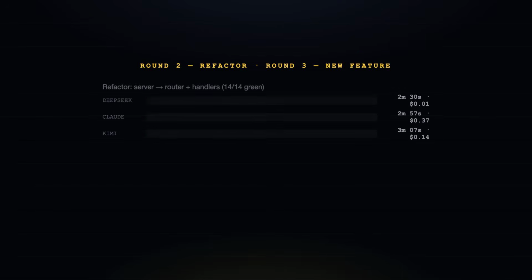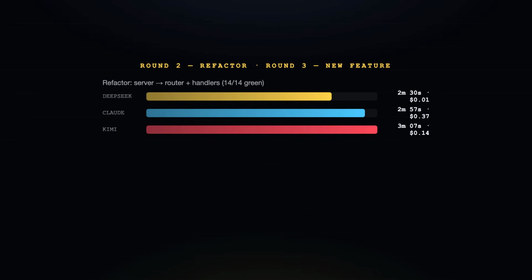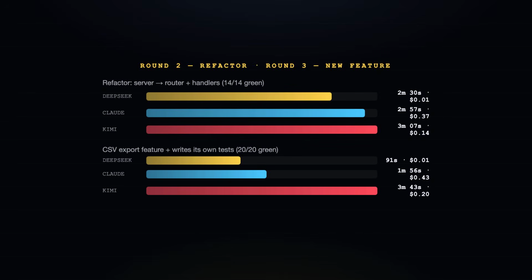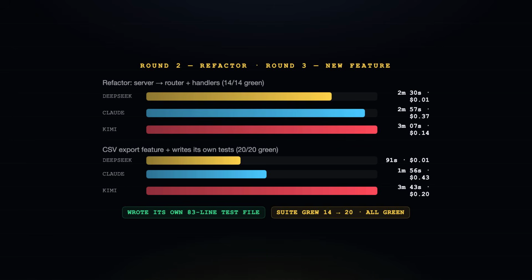Round 2, the refactor. Split a tangled server file into a clean router and handlers without breaking a single test. DeepSeek pulled it off. 14 green, 2.5 minutes, about 1 penny. Then, round 3, brand new work. Build a CSV export feature and write your own tests for it. It shipped the feature, wrote an 83-line test file entirely on its own, and the suite grew from 14 tests to 20, all green in 91 seconds for another penny.